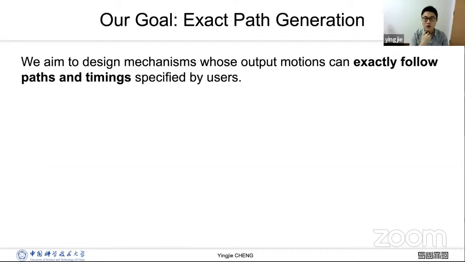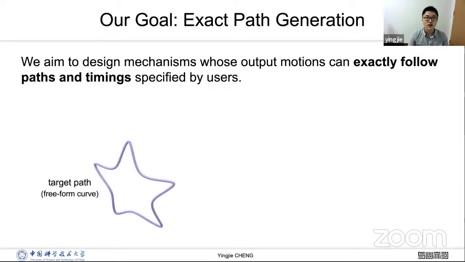In this work, our goal is to design mechanisms for exact path generation. The user can specify a target path represented as a smooth, free-form closed 3D curve. Here is a star on a spherical surface. The user can also specify timing requirements on the motion, represented as a set of key points on the target path, as well as the time interval between each pair of key points on the timing slider. The distance between 2 points on the timing slider is the time interval.